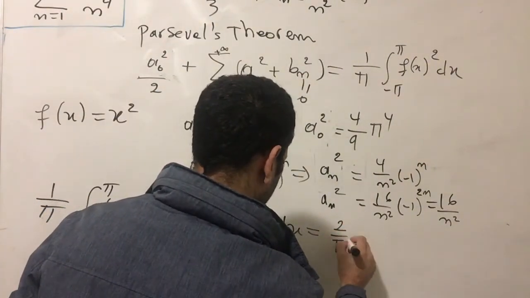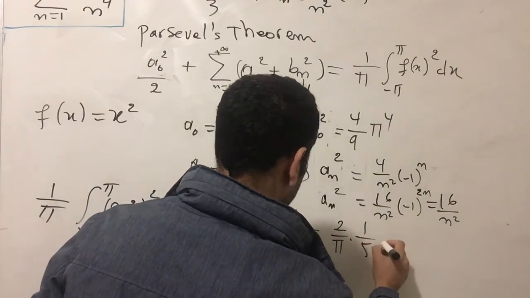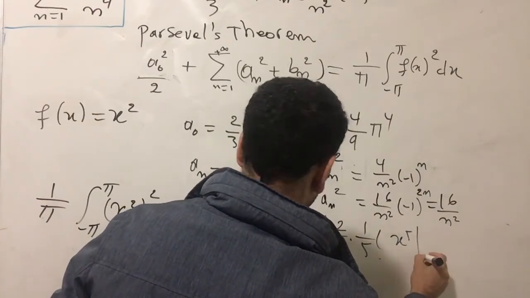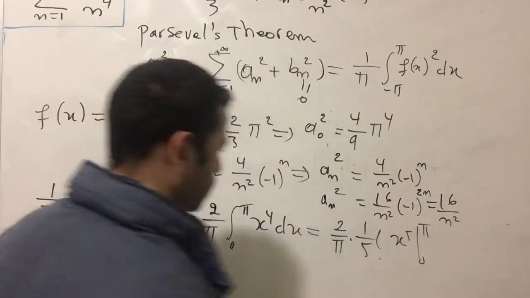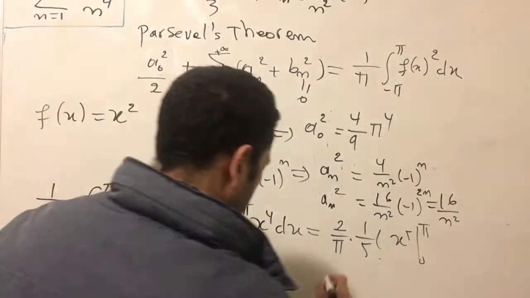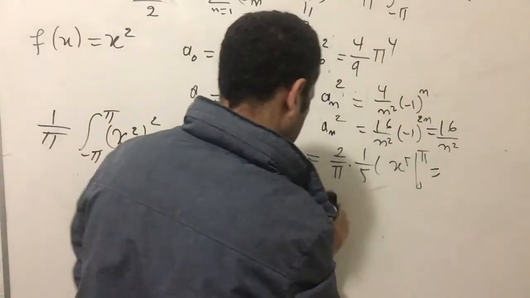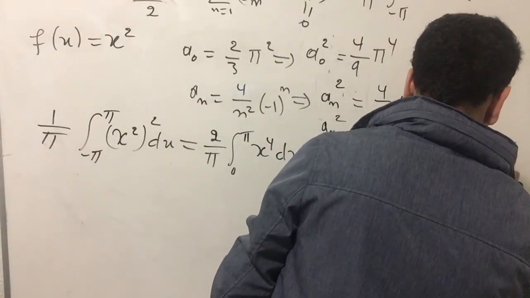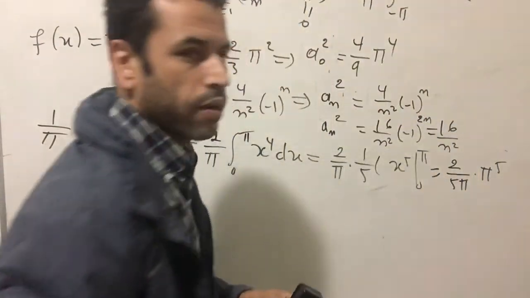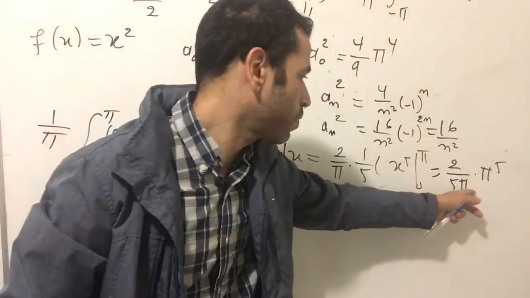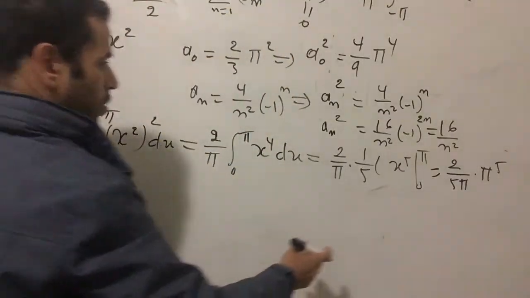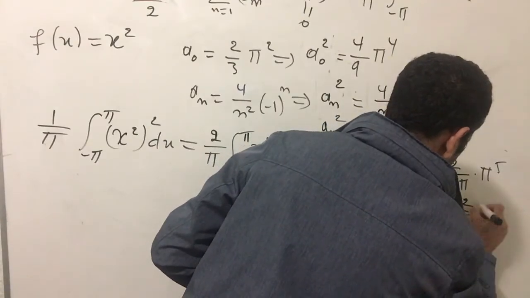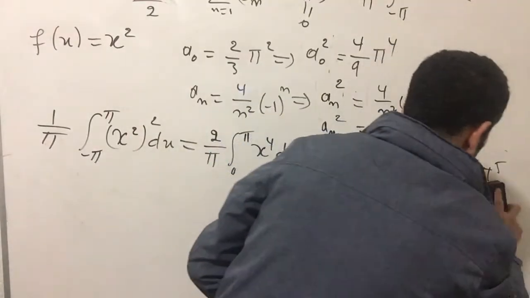So 2 over pi is multiplied by 1 over 5 x to the 5 from 0 to pi. Okay, so this one equals 2 over 5 over pi multiplied by pi to the 5. Okay, I'm going to simplify one pi from this fraction, so this one equals 2 over 5 pi to the 4th.